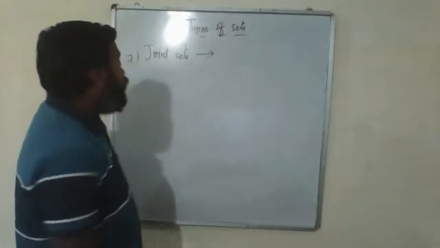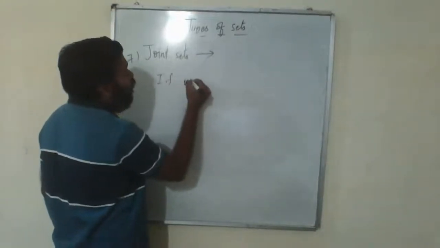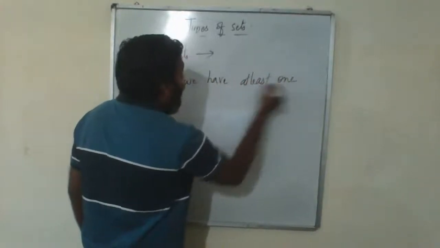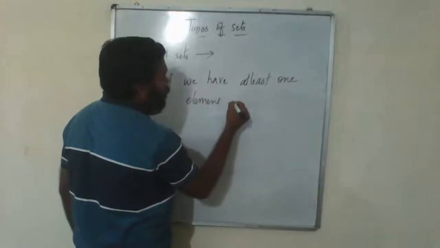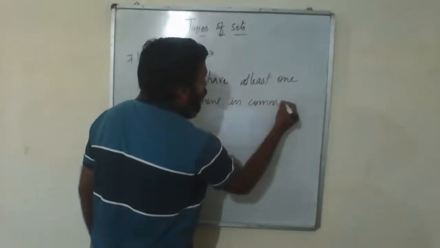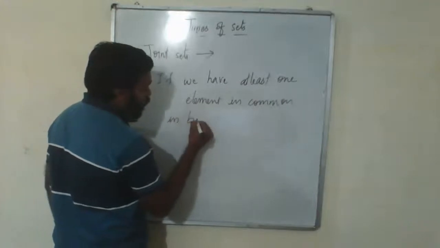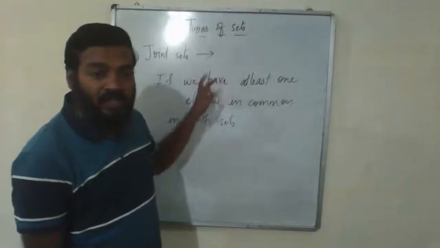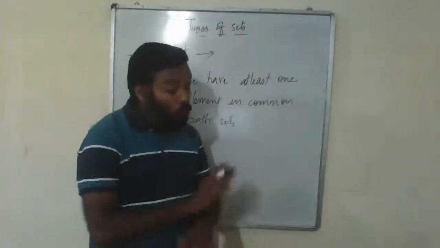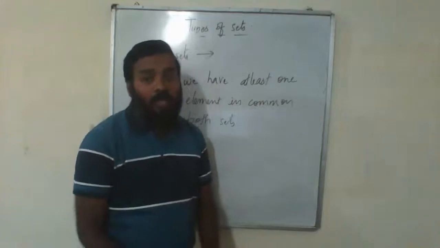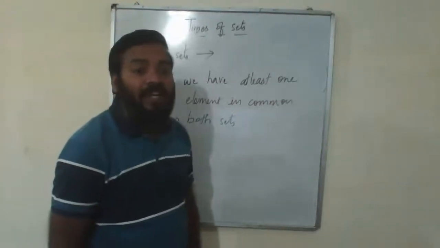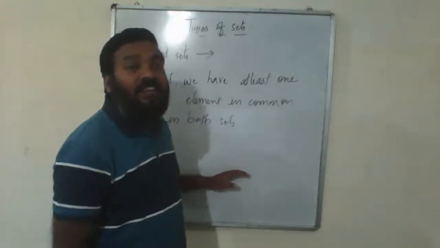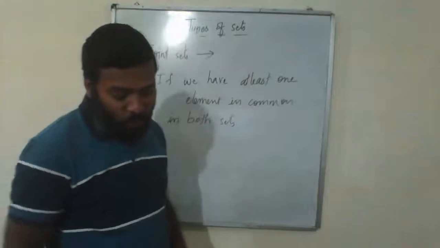Previously that was union. So if we have at least one element in common in both sets, then they are said to be joint sets. And if there are no common elements, then they are said to be disjoint sets. Joint sets have at least one common element. Disjoint sets have no common elements.